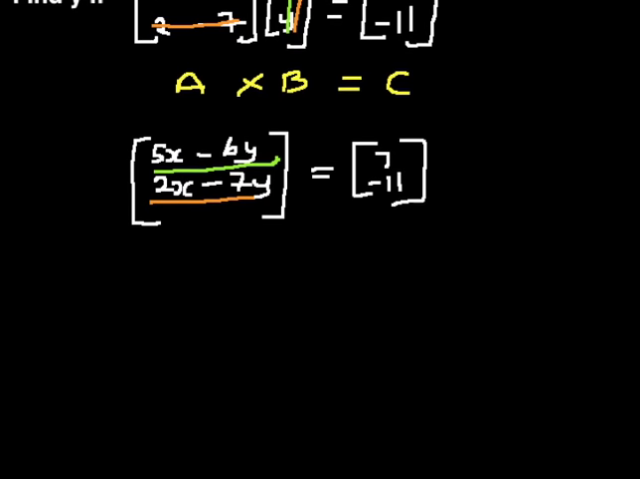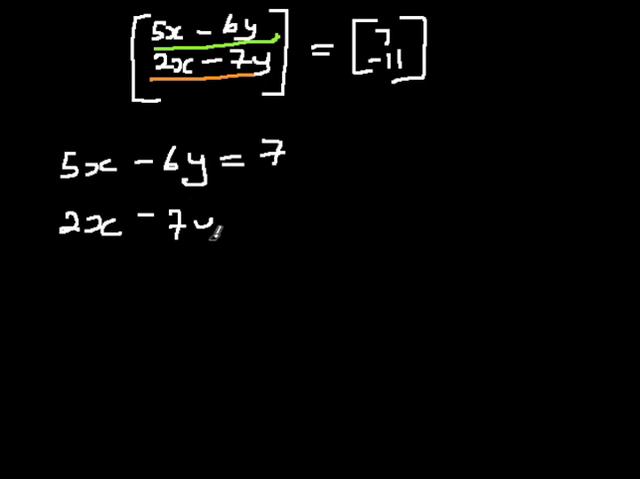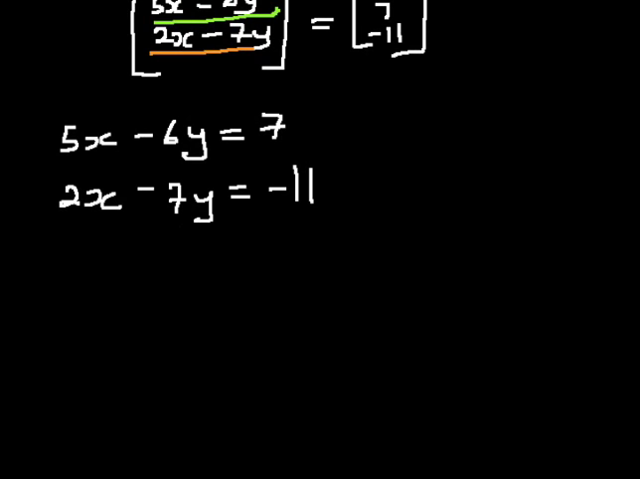So we can now write this result in the following way. 5x minus 6y is equal to 7, and 2x minus 7y is equal to minus 11. So at this point, all we have is simultaneous equations. You have two equations and two variables, and so you should be able to solve them.